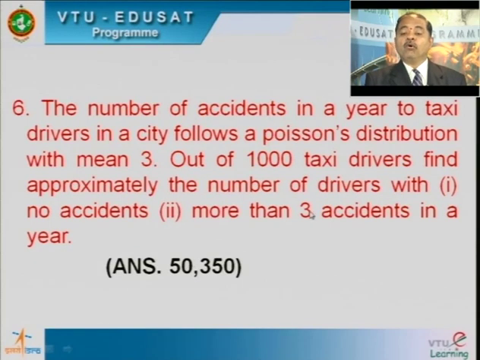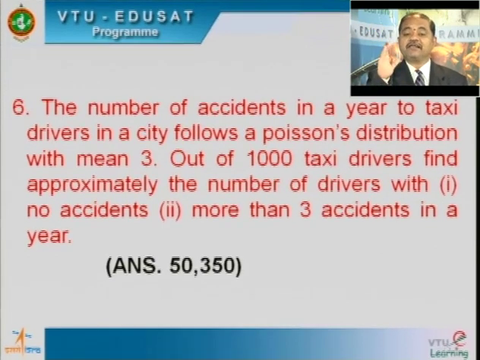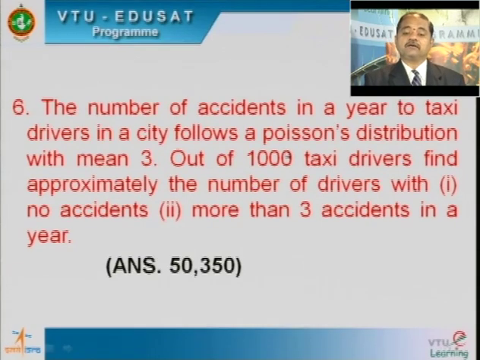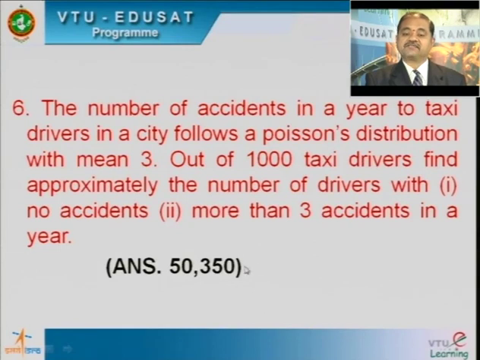Then more than 3 accidents in a year. Here again the 1 minus formula you should use, less than or equal to 3. 1 minus the sum of 0, 1, 2, 3. Add, subtract from 1, you will get some number in decimal. Multiplied by 1000, you will get 350. This is how you can find the number.